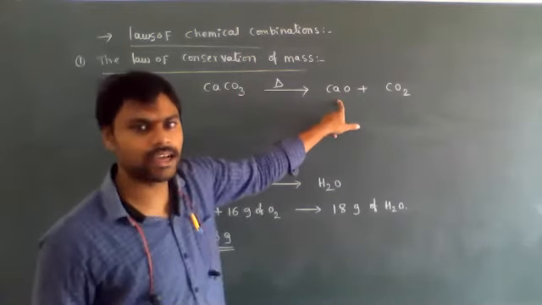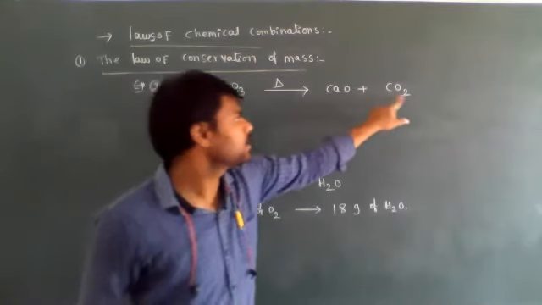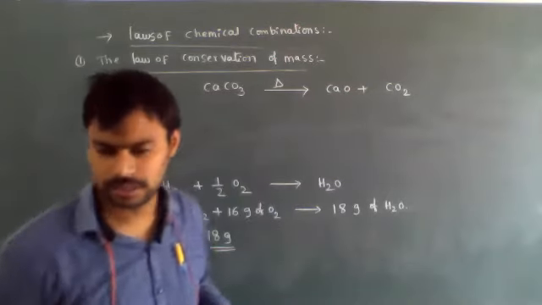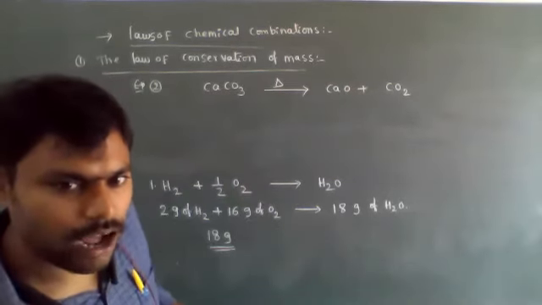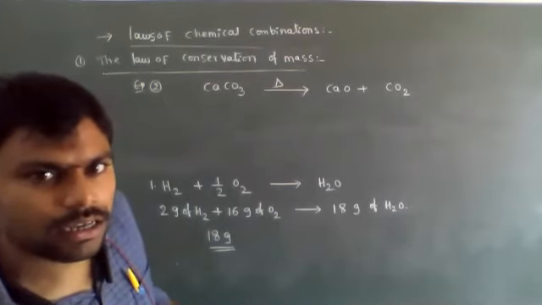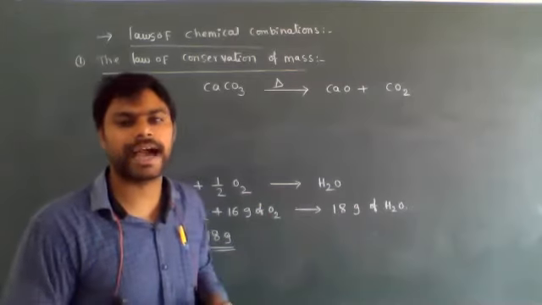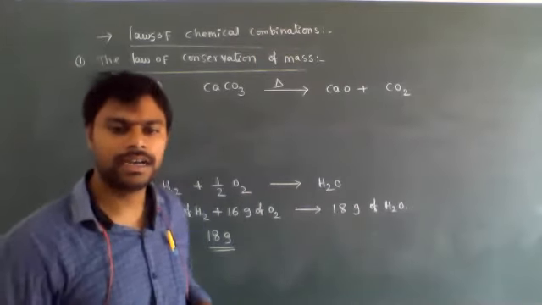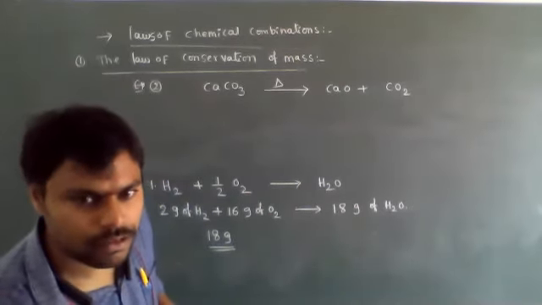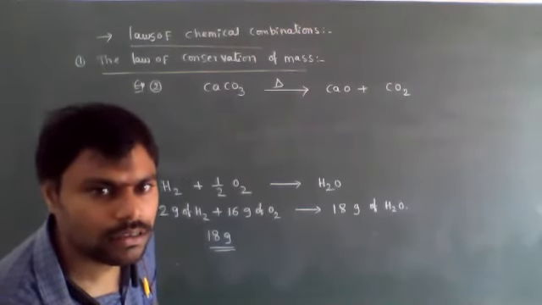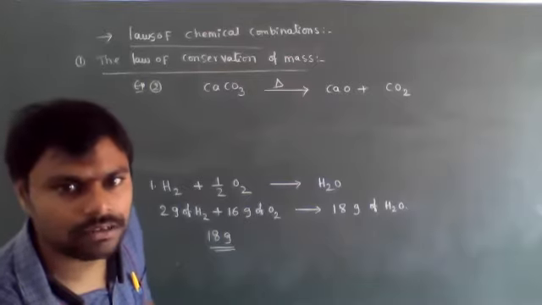Now in the product side also one calcium atom, 3 oxygen atoms, 1 carbon. That's why this is a balanced chemical equation. So generally, this law of conservation of mass is used to explain the balancing of chemical reactions. Balancing of a chemical reaction. See, who asked, explain it once again. Okay.